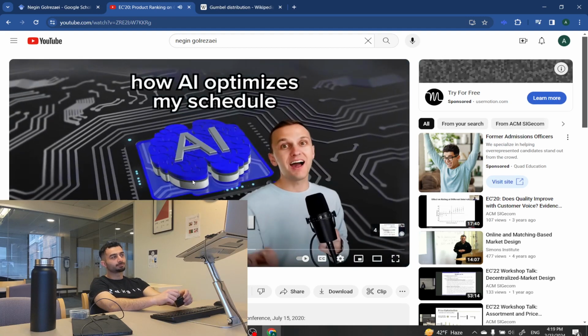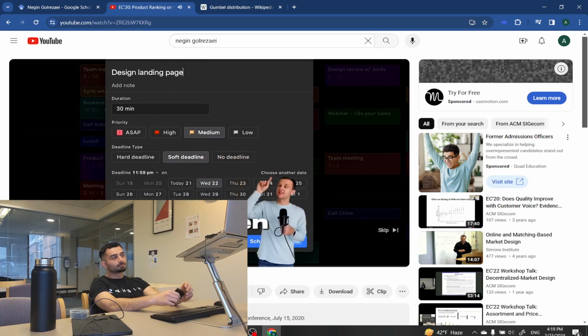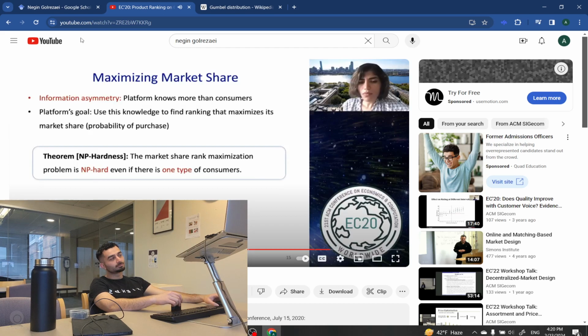This is how AI optimizes my schedule. So I have a project coming up, so I start by listing the project and then setting a deadline. Every task manager does that, but here's where it gets really powerful.